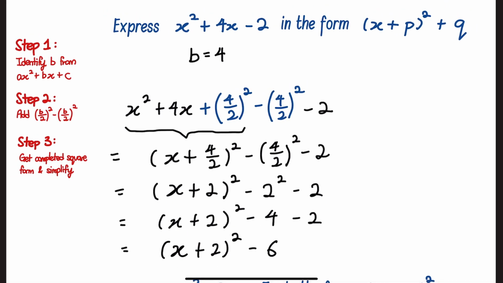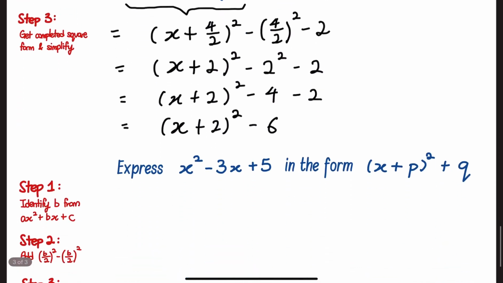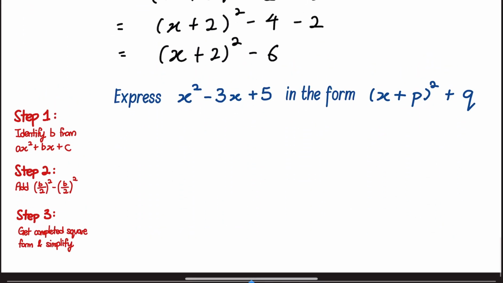Let's look at one last example to illustrate this skill. I have this second example over here. Express this quadratic expression in this form. We follow the same steps. Step 1, identify your b. Over here, take note that my b is equal to negative 3, instead of just 3. This negative 3 includes the sign, the coefficient multiplied to x, so this is negative 3.